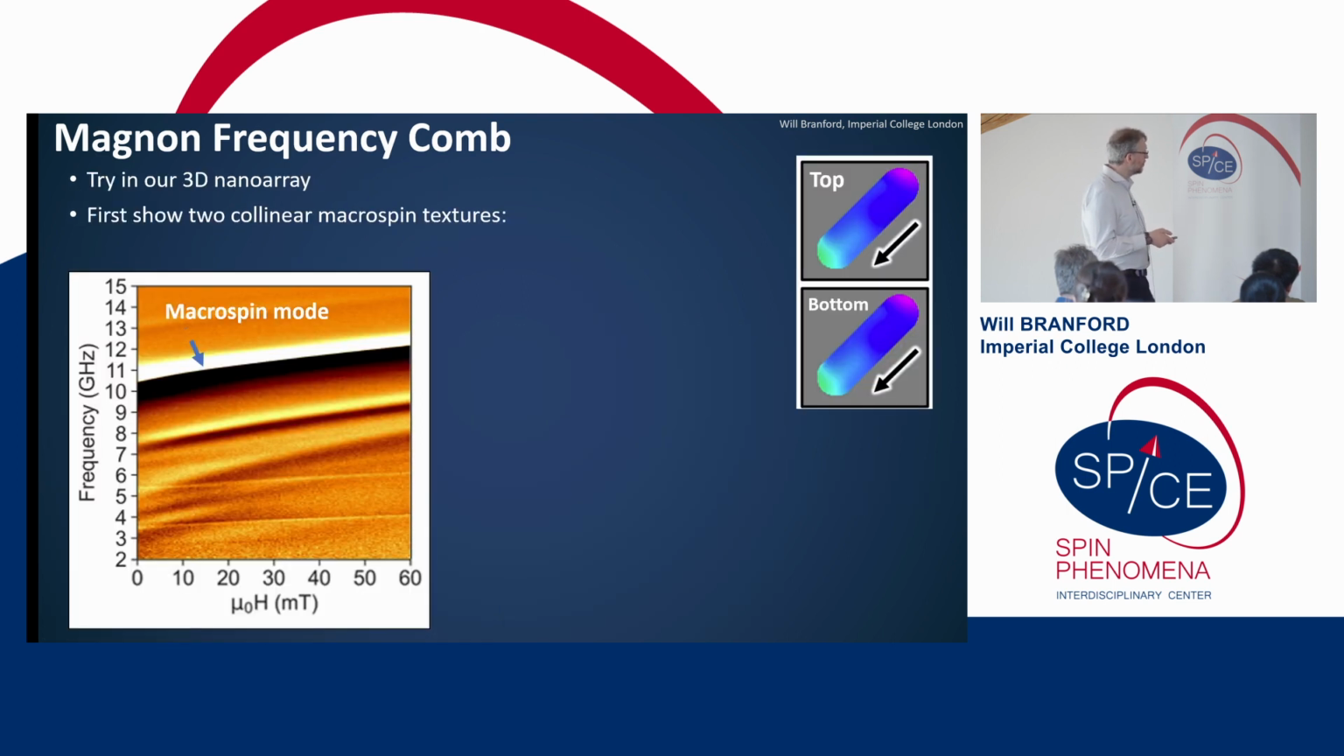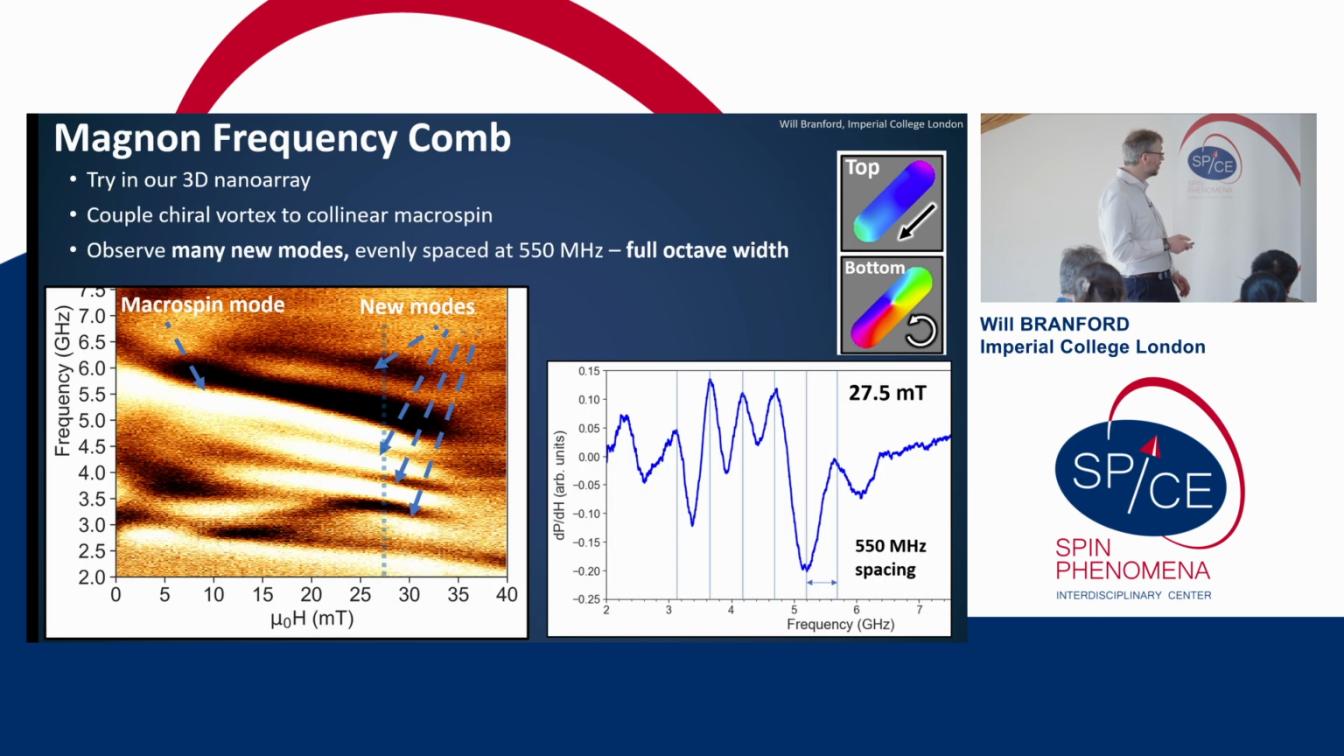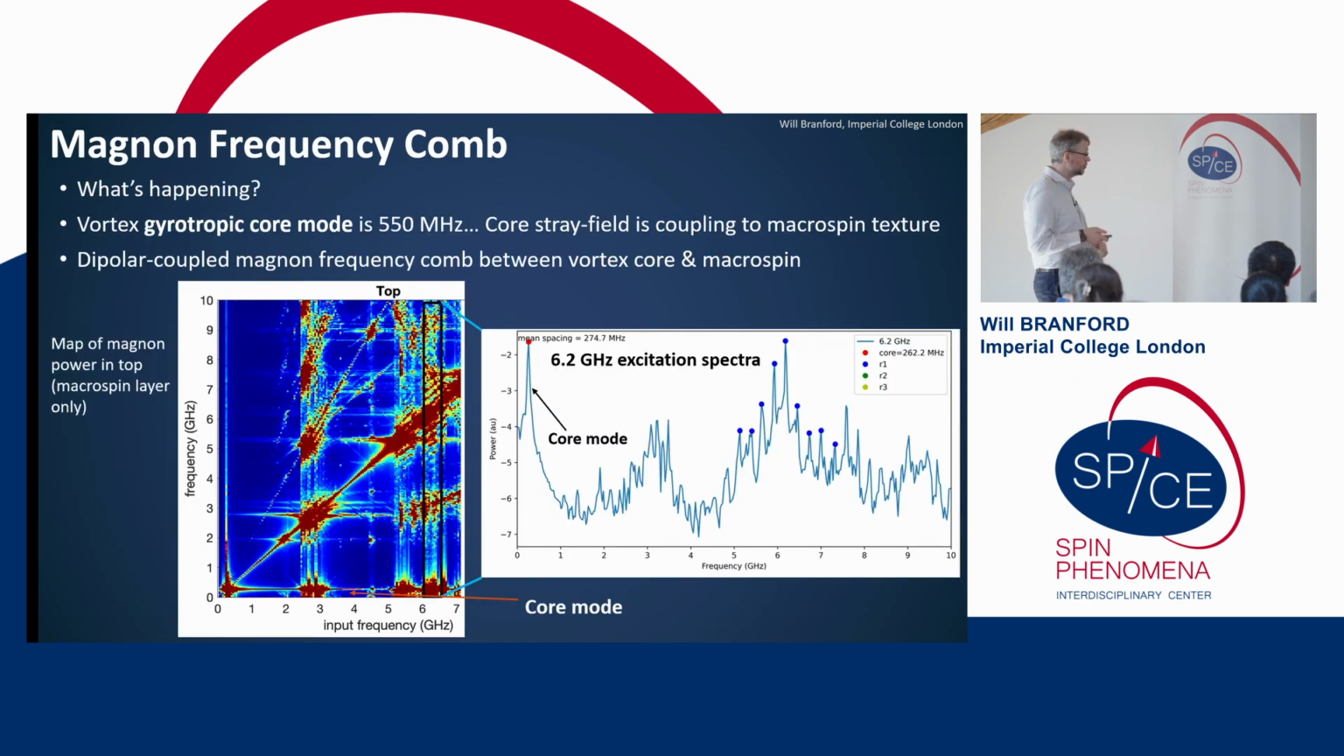So here are our macrospin modes. But as I said before, we can put a vortex in one of these things. So if we do that, what happens? Certainly, you can see in our measurements that we do start to see periodically spaced modes with a tooth spacing of about 550 megahertz. The first thing to say is this on its own is categorically not proof of combing, okay? The measurements that we can do are not quite the right measurements, but it looks very encouraging, so we can explore it in simulations.